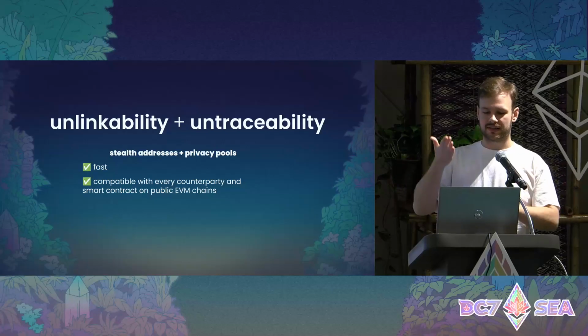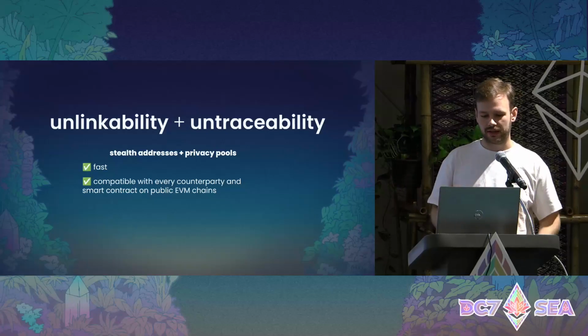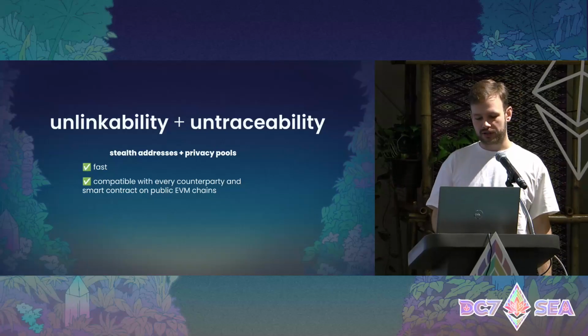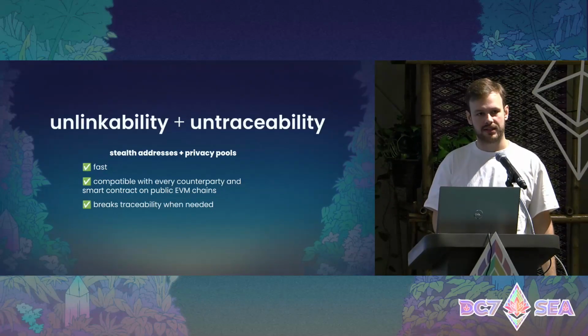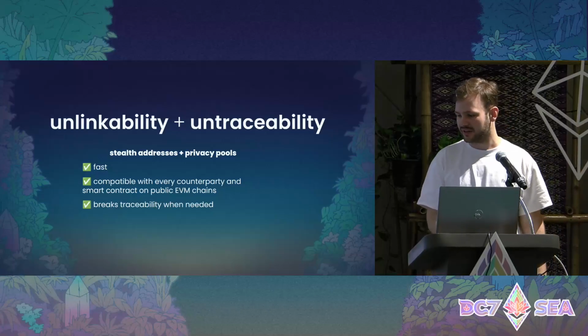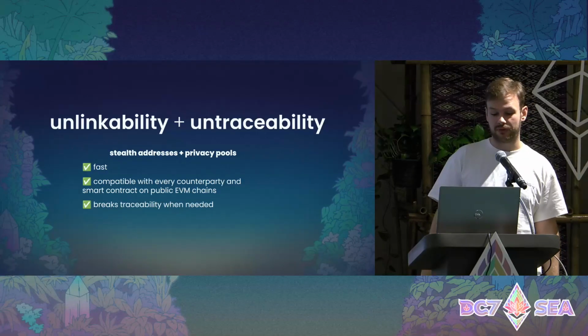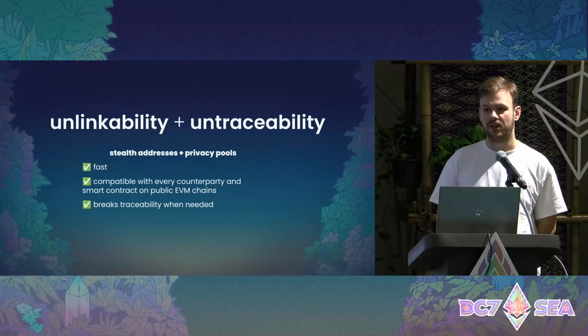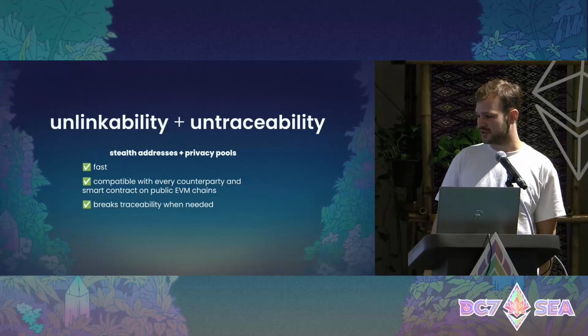And so you get that break in tracing, but also benefit from having addresses that are compatible with any contract and anything on chain. And so yeah, that's where we're seeing things going. But there's a lot of work, I think, on both sides, both on stealth addresses and privacy pools, still to be done to make this super user friendly. And so we're really also focused on that.